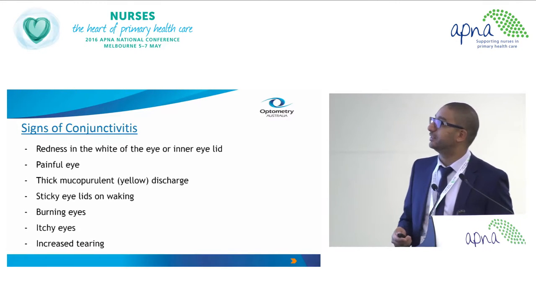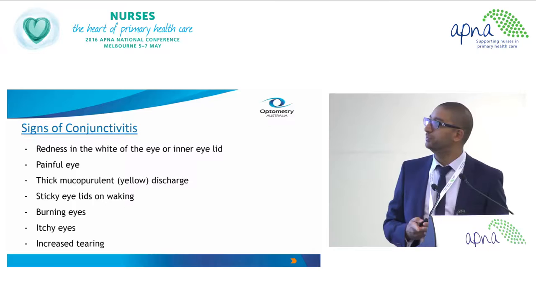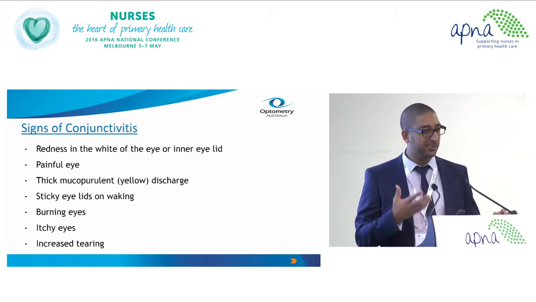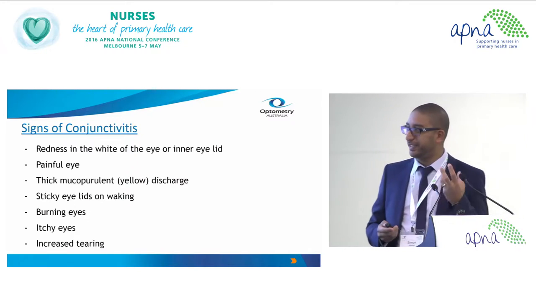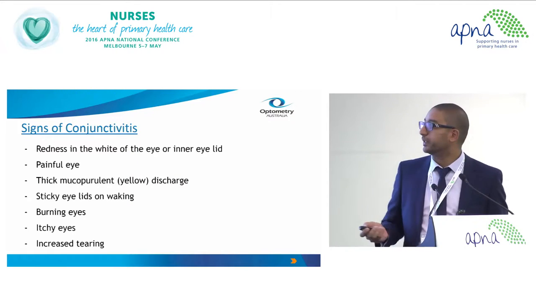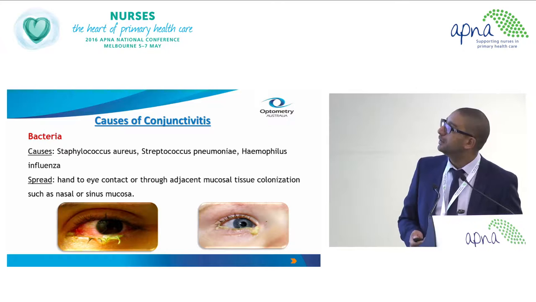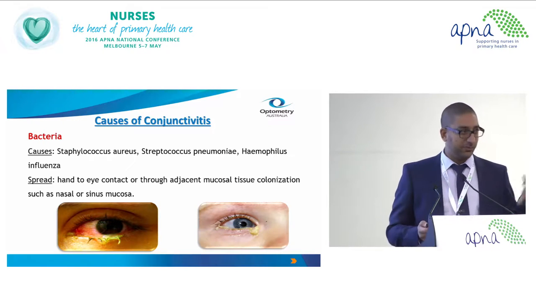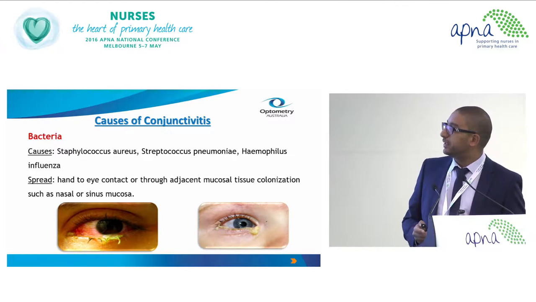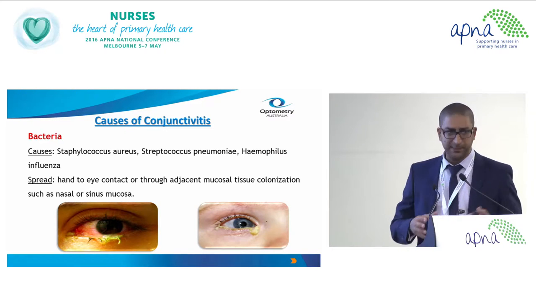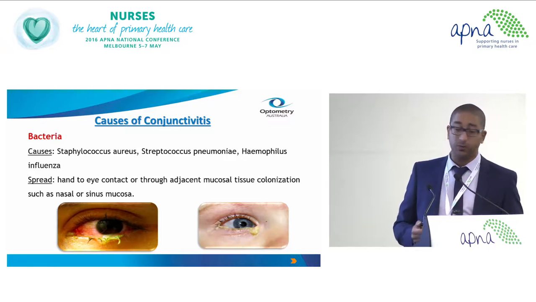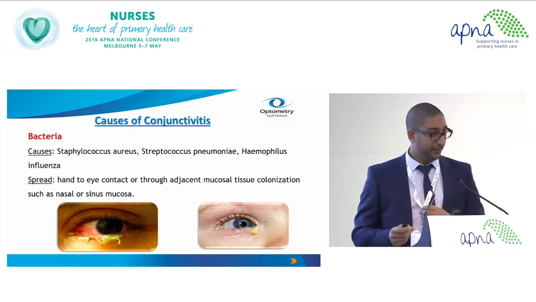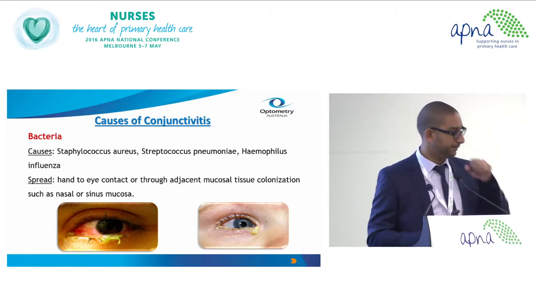Signs of conjunctivitis. Redness, painful, thick discharge. Sometimes it can be pussy. Sticky eyelids in the morning. Burning, itchy, quite watery, okay? Conjunctivitis, there's three main causes. Bacterial conjunctivitis, there's particular strains of bacteria that cause it, and generally it can be quite contagious, like I said, which is why it's so much fun at childcare.